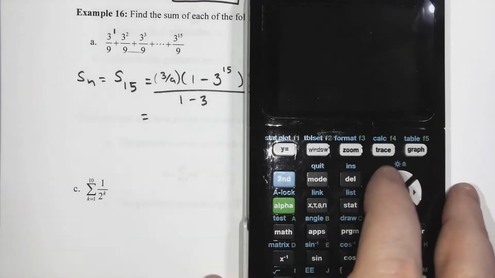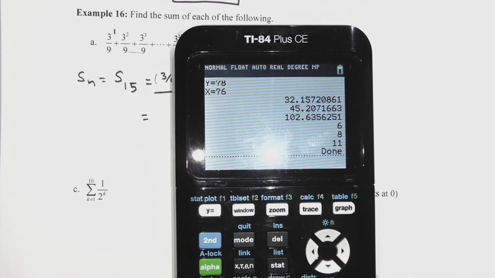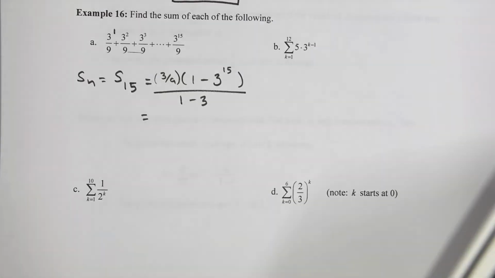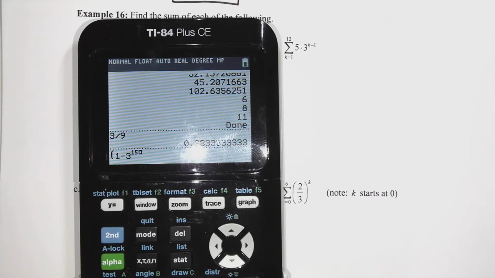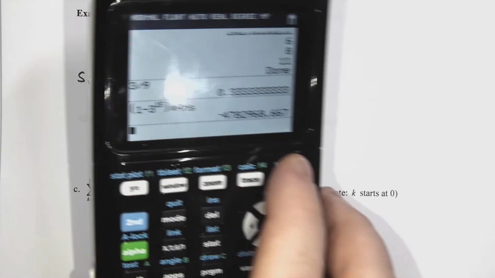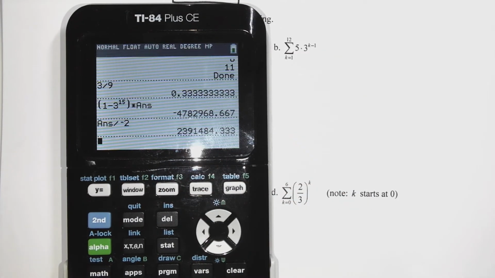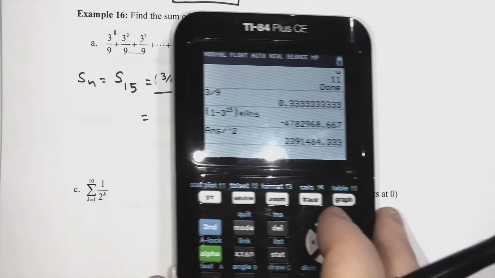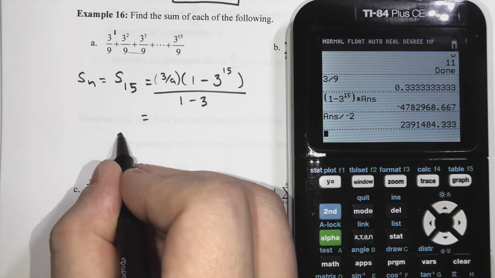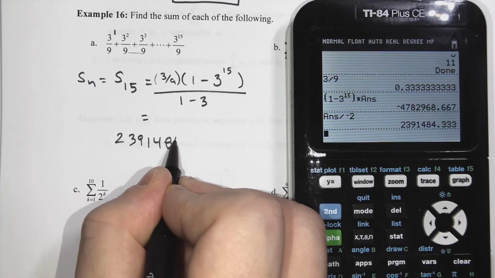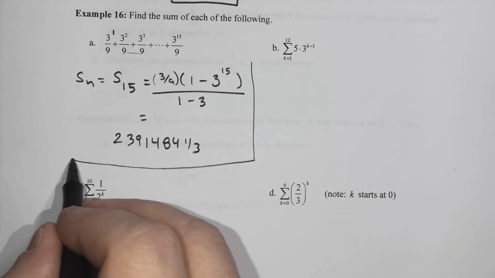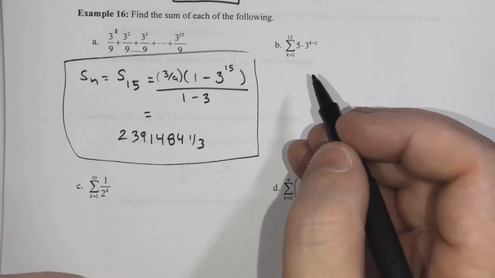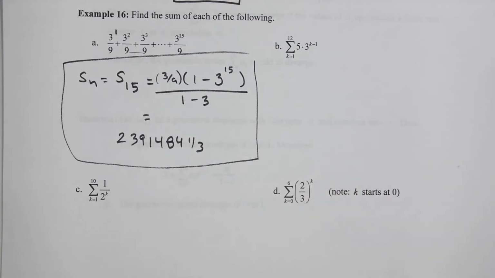So let's break out a calculator and see what we get. We get 3/9, also known as 1/3, multiplied by 1 minus 3 to the power of 15. Whoops, forgot to multiply, so let's just bring that in. Ooh! Divided by 1 minus 3, that's -2. So it looks like our answer is 2391484 and a third. Now we're not surprised that these get large, right? Because these are exponential, right? They're multiplying, so they're going to get very, very large in the long run. But that gives us kind of an idea of what's going on.